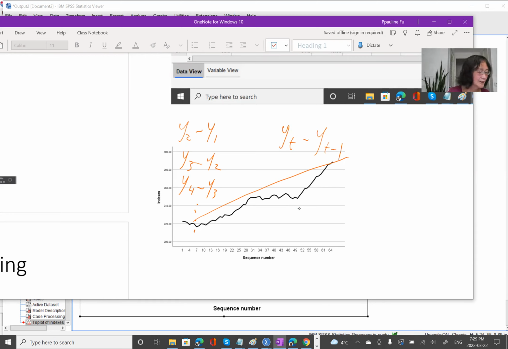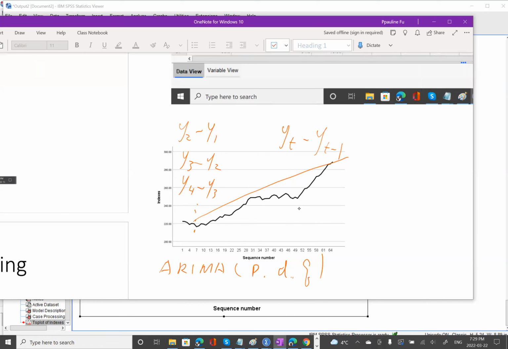This is the differencing in the ARIMA model. Remember, we have P, D, and then Q. D in this case is equal to 1. Questions? Could you show again how you got the graph, please?